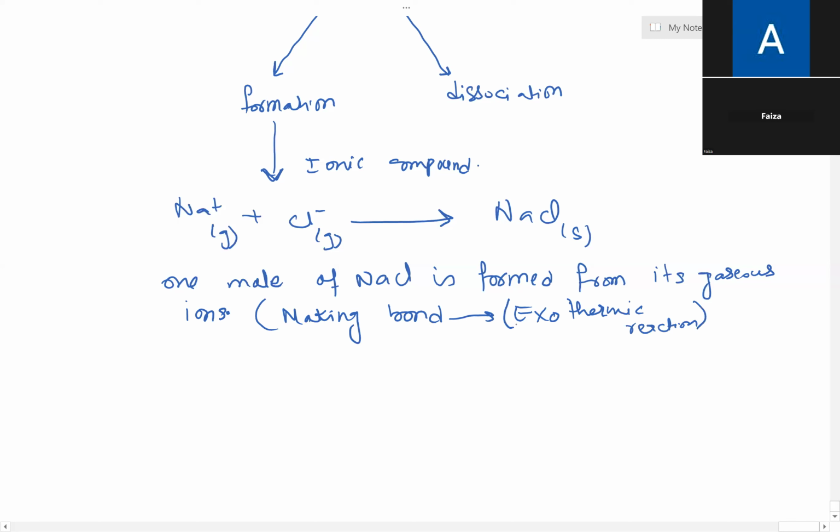Always, making of a bond is called an exothermic reaction. And for an exothermic reaction, you will have delta H with a minus sign. Let's suppose over here we have an energy of minus 787, and we give it as kilojoules per mole. Getting my point?